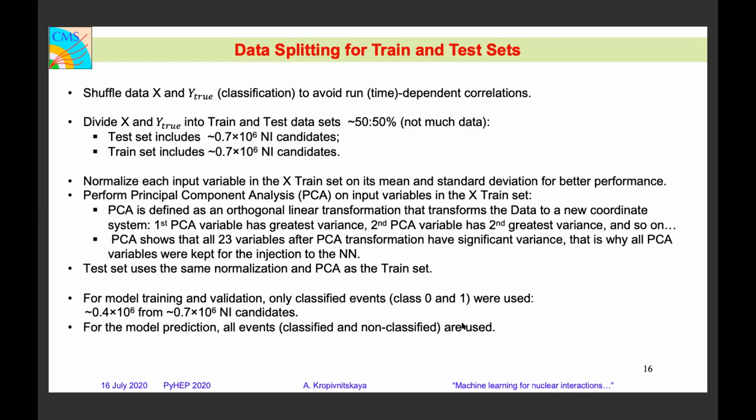Anna, could I stop you for an inline question? What are the definitions of signal and background in this case? It'll help people following.